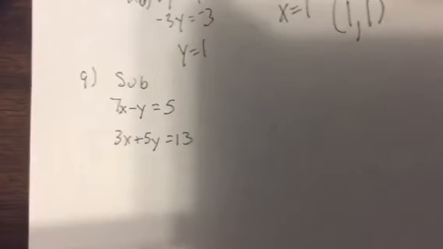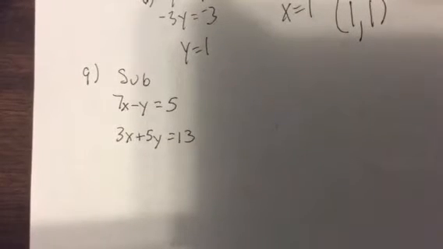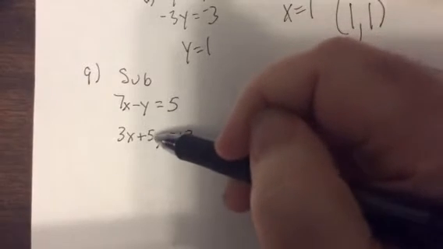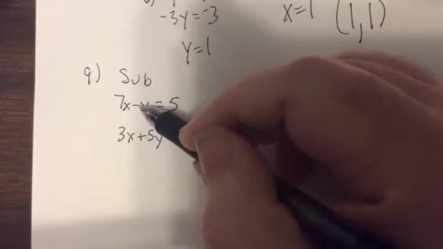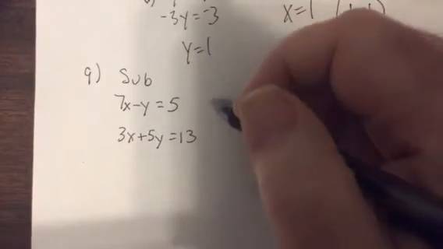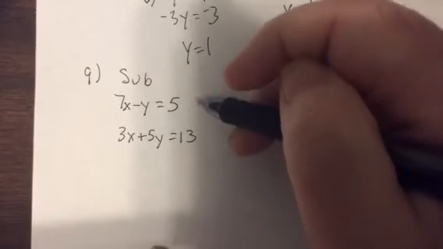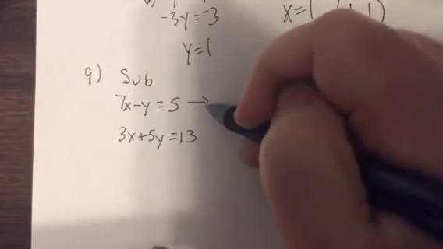Okay, substitution. Substitution, you have to solve for one of the variables. Now, if you solve for a variable that has a 1 or negative 1 in front of it, it makes it a lot nicer. You're not going to have to deal with fractions. Now, you may not have a choice, but in this case, we do.